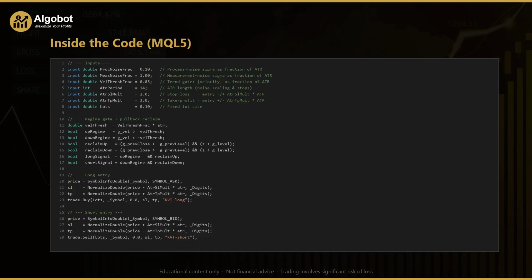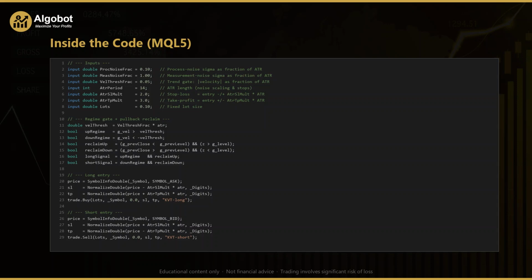Here's the heart of the strategy in MetaEditor. At the top are the inputs you can adjust in the tester. Process noise and measurement noise are both expressed as fractions of the average true range, and together they control how responsive or how smooth the filter is. The velocity threshold fraction sets the trend gate. The average true range period feeds both the noise scaling and the stops, and the stop and take profit multipliers shape the risk.